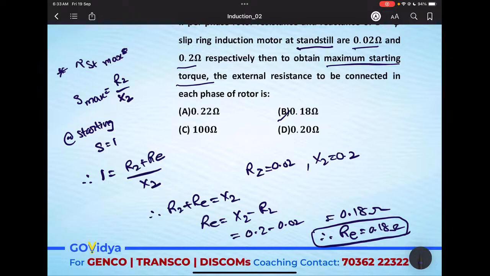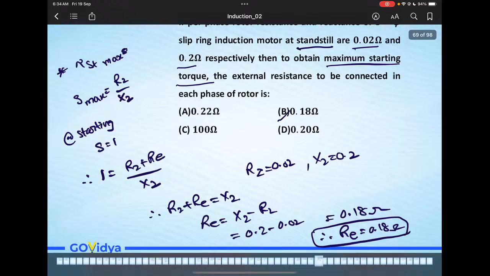Okay, so if you see the question, they gave the resistance and reactance at standstill condition. Now the question is, to get the maximum starting torque, how much resistance we need to insert in the machine. For that we need to derive the relation for the slip at the maximum torque. We know that at maximum torque the slip is R2 by X2. From there we calculated the external resistance. Is it clear? Let's move on to the next question.